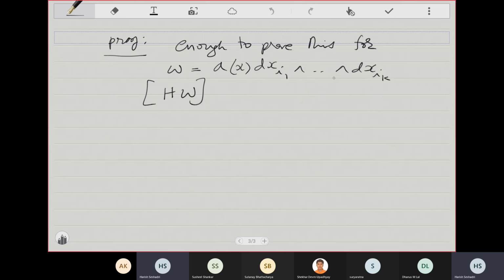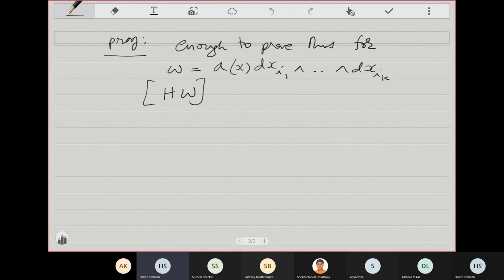Then assume that, and then you prove it for general omega. General omega will be just a sum of these basic forms. So in effect, what you'll be proving is if the previous statement is true for a bunch of differential forms, then it's true for the sum. Okay. So it's enough to prove it for this.